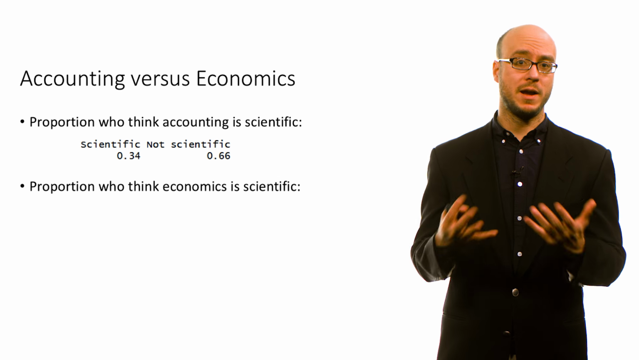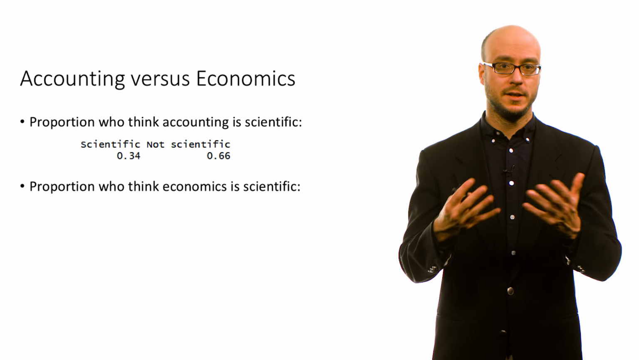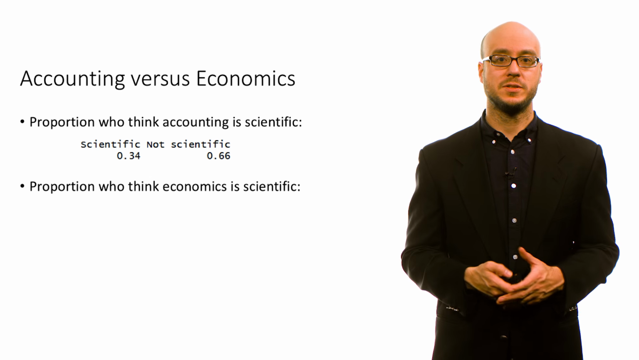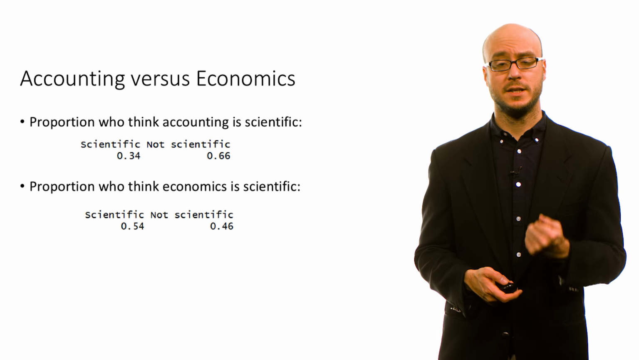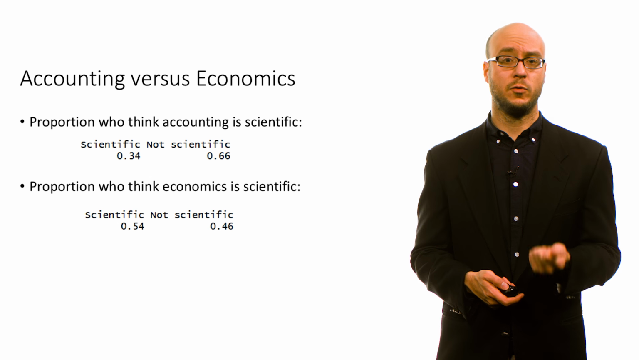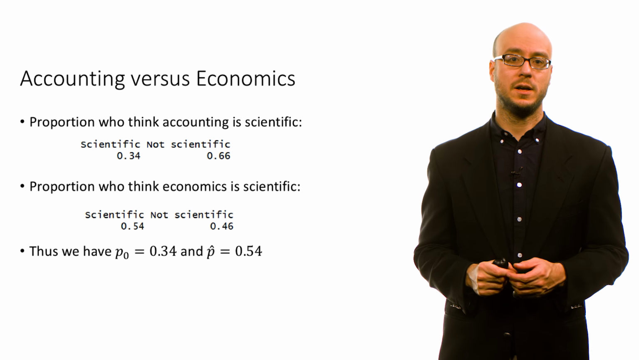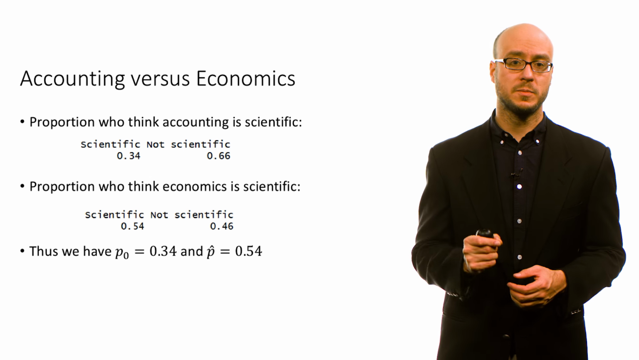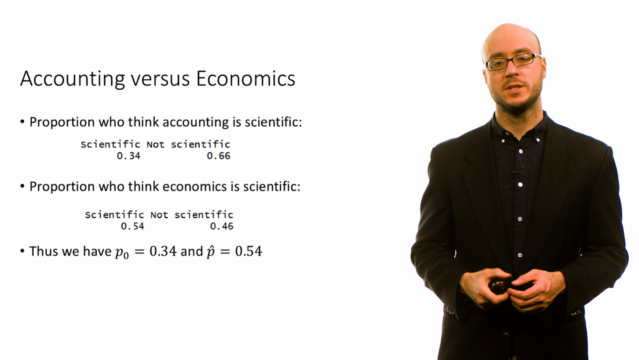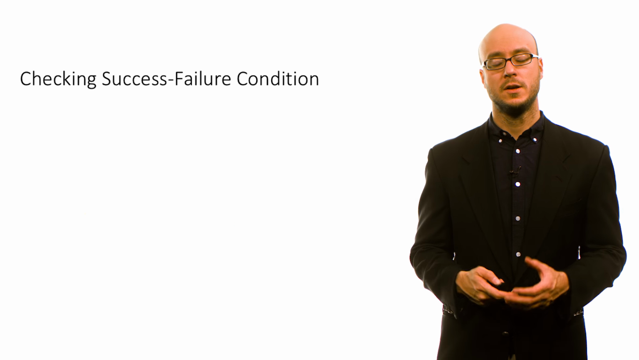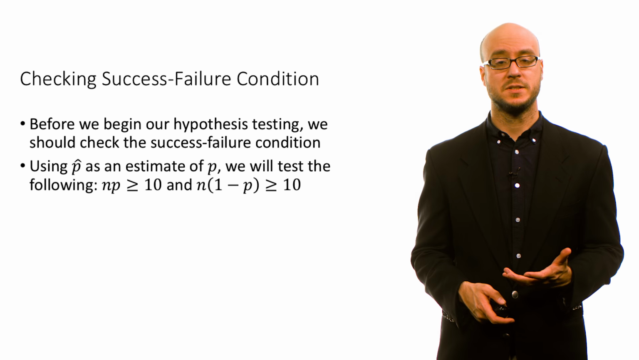Not that high, but it might reflect this idea that accounting is cooking the books. You can always say something using creative accounting. The proportion who think economics is scientific is, again, 0.54 or 54%. So thus we have a value for the null of 0.34, so p subscript 0 is 0.34, and our sample proportion is 0.54.